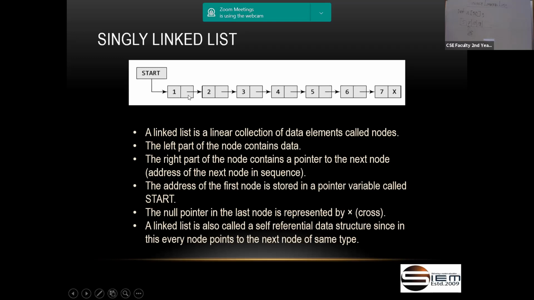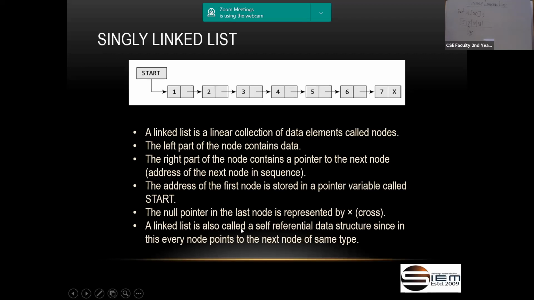Then who will store the address of the first node? A special pointer which is called start, or in some books you will also see head, H-E-A-D. Start and head, both terms are used for a special kind of pointer which will store the address of the first node. And at the end, to mark the end of the linked list, we will store null. This cross represents null. So the null pointer in the last node is represented by a cross.